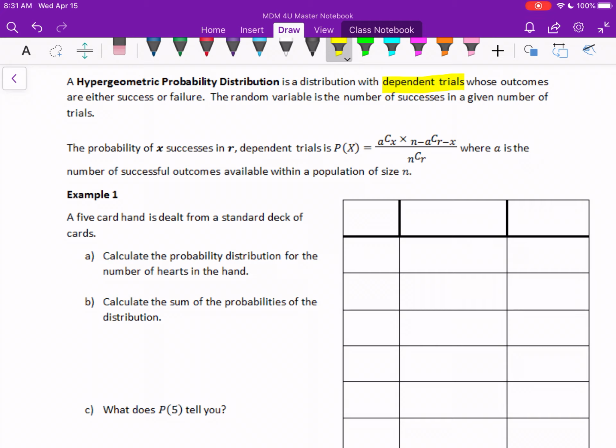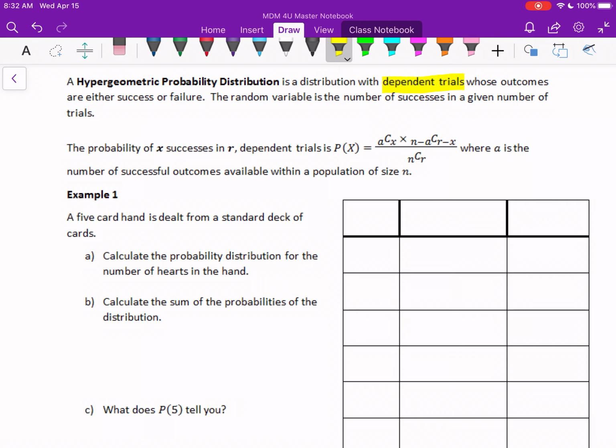Things like if you're dealing out cards, that's a very common one. Every time I deal out one card, I am affecting the probability of the next card because I'm not putting the cards back, and therefore there's a different number of cards in the deck. All right, so that's the key here, dependent trials.